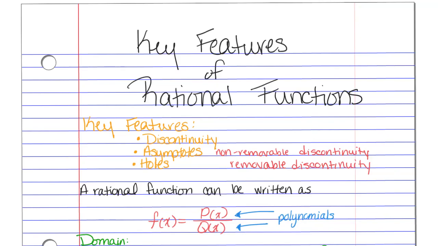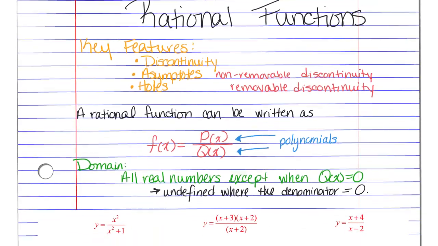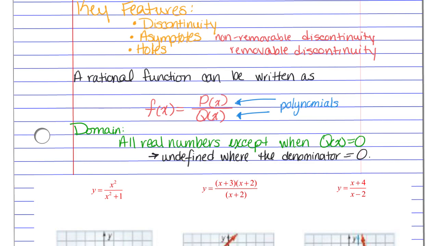Today we're going to take a look at key features of rational functions. Now there are about 6 key features. Those key features include discontinuity, both non-removable and removable. If you have a non-removable discontinuity, we call it an asymptote, and if you have a removable discontinuity, we call it a hole in your function.